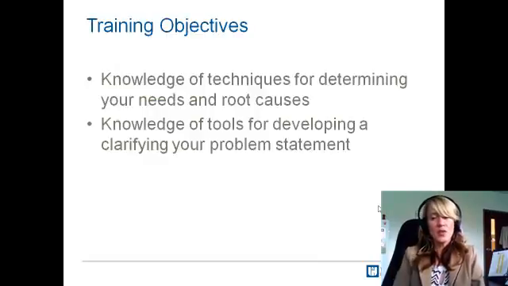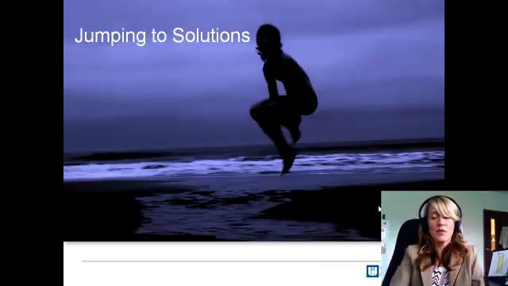To help you determine the need and to clarify your problem, by the end of this lesson you will have knowledge of techniques for determining your needs and root causes, as well as knowledge of tools for developing and clarifying your problem statement. We need to be cautious that we do not move too quickly into finding solutions before we have a clear understanding of our need and its root causes.